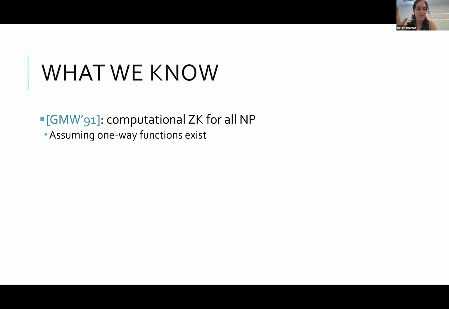And actually, if you think back to this Sudoku example, Sudoku is NP hard. It's NP complete if instead of a 9x9 board, you allow the board to be n by n for any n. So you can take this proof that I showed you, and you can implement it using cryptography, using one-way functions. And from that, you get computational zero knowledge for the entire class NP.